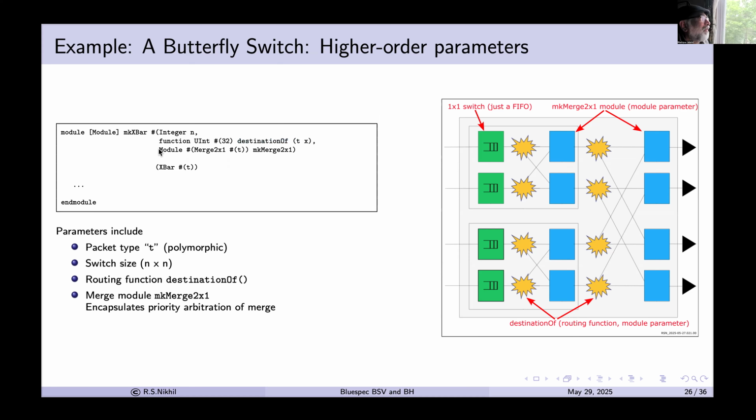The third thing I'm parameterizing by is another module. So I'm parameterizing one module, which is the XBAR module, by another module, which is the merge 2x1 module. And that corresponds to these blue boxes. And why might I want to do that? Well, you can imagine that you have different blue boxes with different policies on how you merge. You might have a fair merge, or a merge that always favors the left, or a merge that always favors the right, or something that does round robin, least recently used. You can imagine different kinds of merge boxes. And rather than committing to that beforehand, I'm passing that module itself in as a parameter.